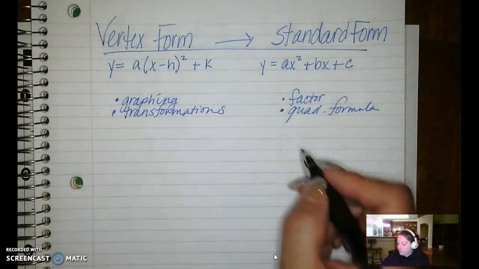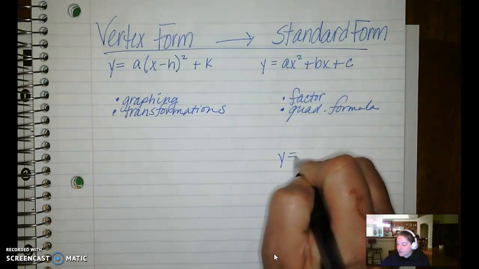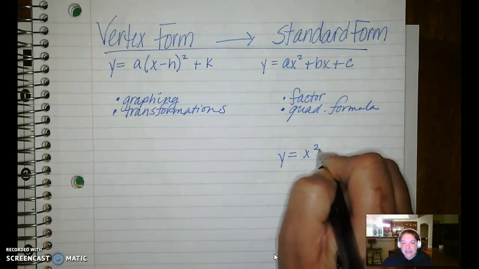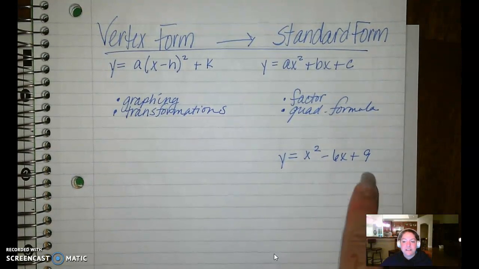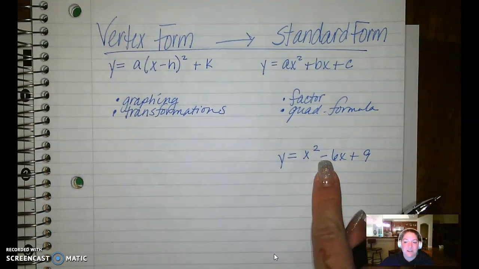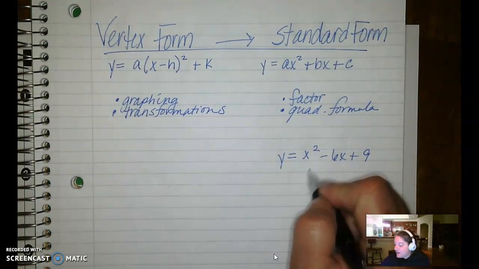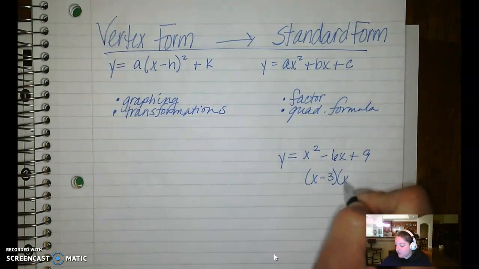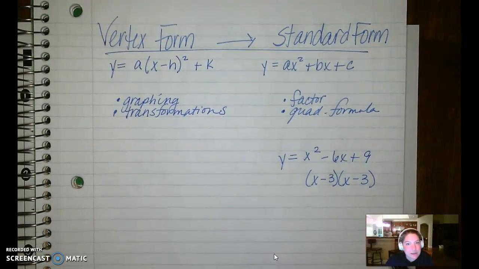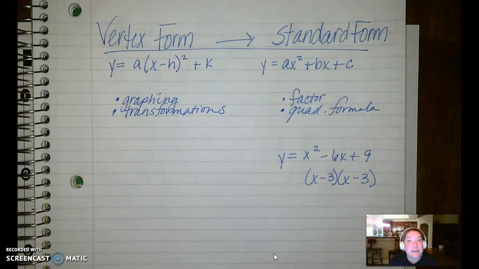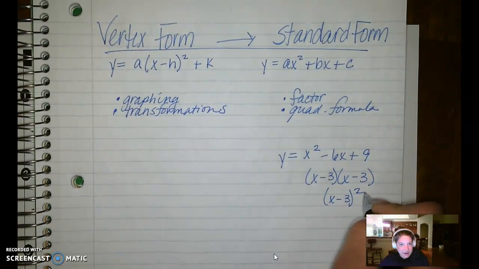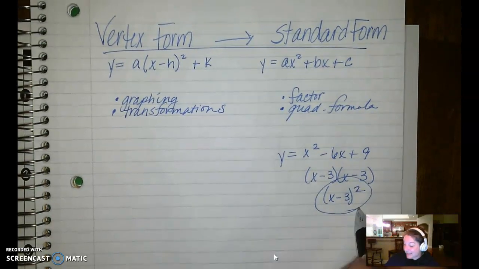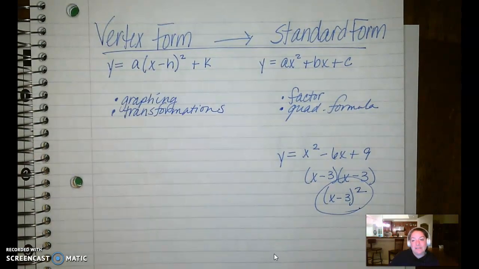I just want to show you really quickly, if we were to factor x squared minus 6x plus 9, find the two numbers that give you 9 and also give you 6. That's going to be a 3 and a 3, so (x minus 3)(x minus 3). Remember, there was a nice way to write that: (x minus 3) squared. So this shows up in vertex form. It's kind of cool how that happens.